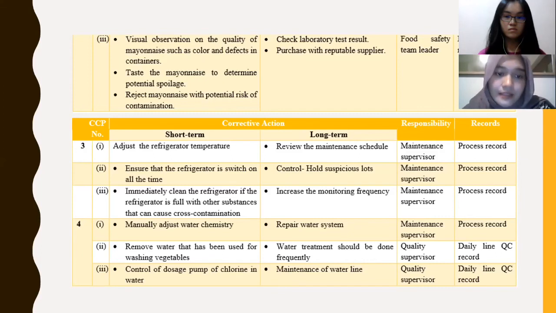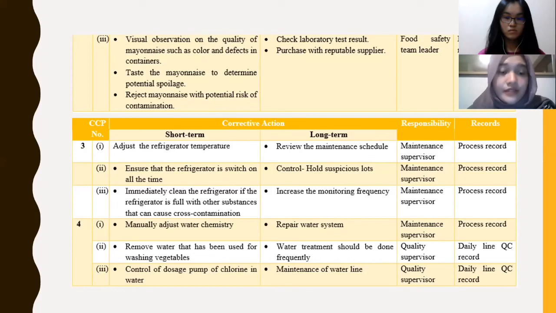Next is immediately clean the refrigerator if the refrigerator is full of other substances that can cause cross-contamination. For the long term, increase the monitoring frequency. The person responsible for these corrective actions is also the maintenance supervisor, and then keep the record under the process record. For the first CCP, for the short term, manually adjust water chemistry, and then for the long term, repair the water system. The responsibility is for the maintenance supervisor under the process record.